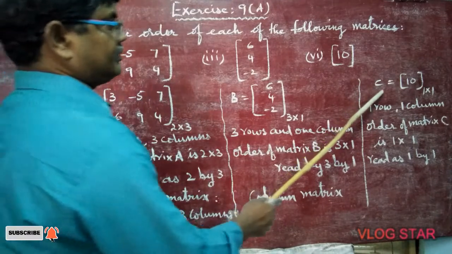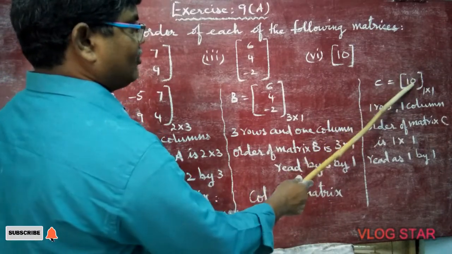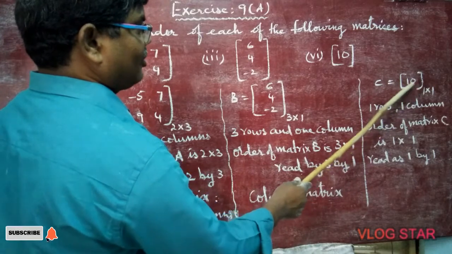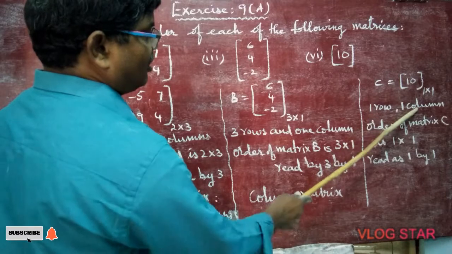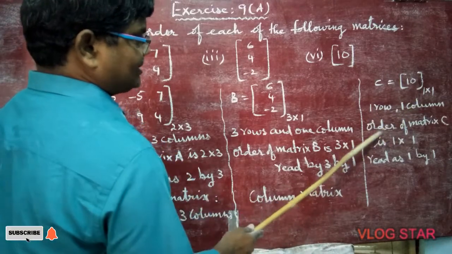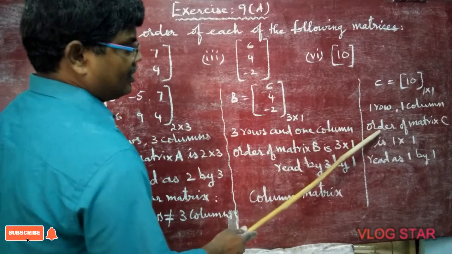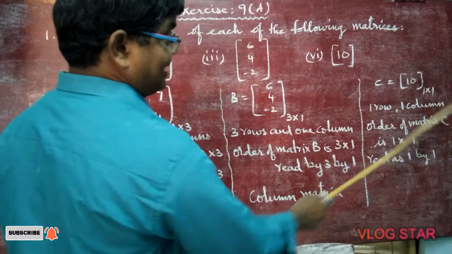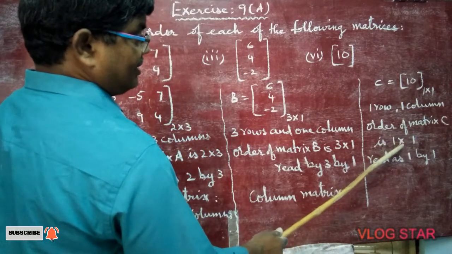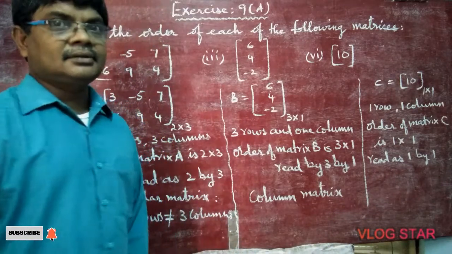Coming to the third one. C is equal to matrix 10. They gave only one element: in the row one element, in the column one element. One row, one column, so a 1 by 1 matrix. What is the order of this matrix? We named it C. See properly, C. The order of matrix C is 1 by 1. We will read it as 1 by 1.